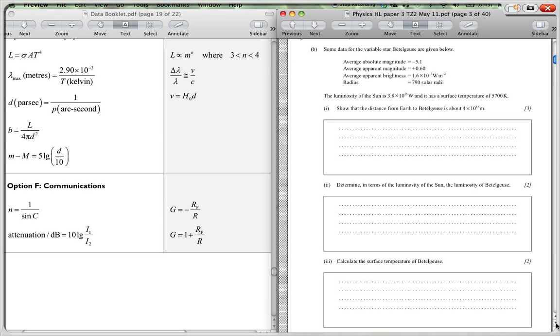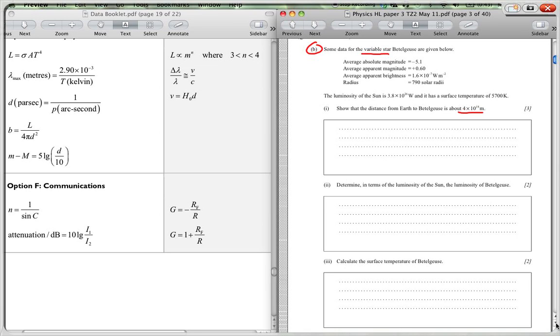In the next question here we have some data for the variable star Betelgeuse given below. The average absolute magnitude is minus 5.1. The apparent magnitude is 0.6. We've got the apparent brightness, and the radius is 790 solar radii. The luminosity of the sun is 3.8 times 10 to the 26, and the surface temperature is 5,700 Kelvin. Show that the distance from the Earth to Betelgeuse is about 4 times 10 to the 18 meters.